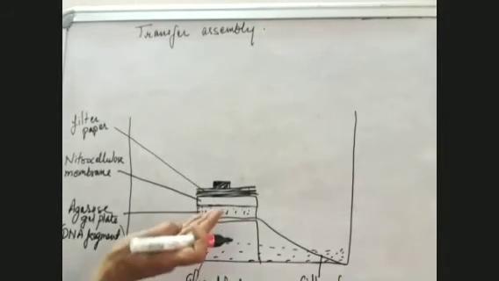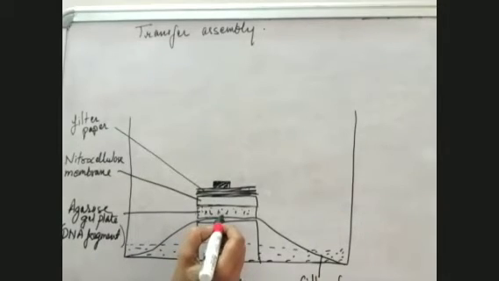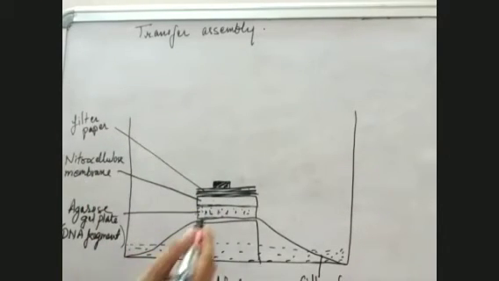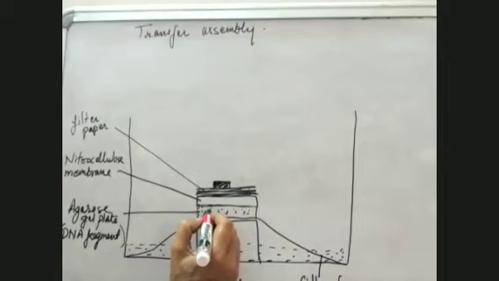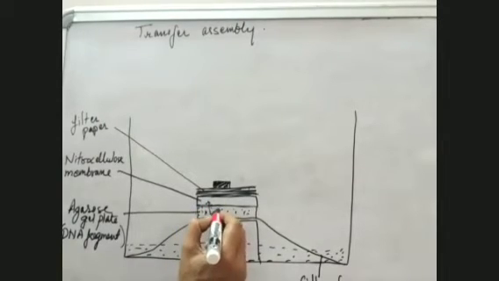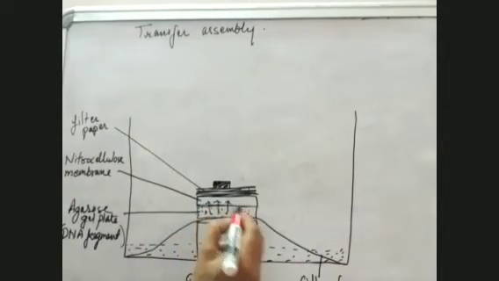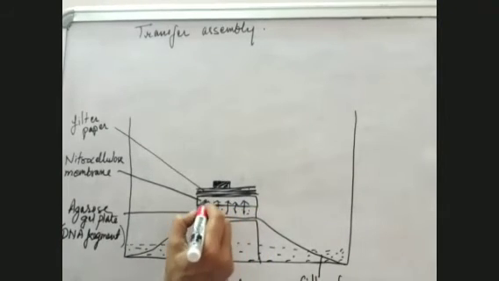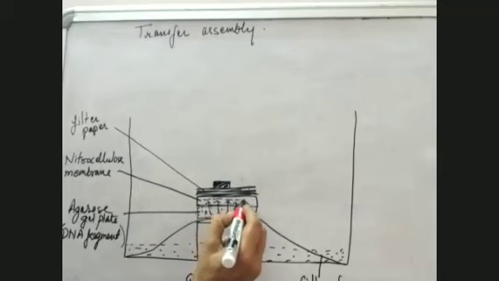And after absorbing, what will happen? Of course, it will come onto the agarose gel. This agarose gel will absorb it, and with that, the movement of the fragments will start. These DNA fragments will start moving from the agarose gel into the nitrocellulose membrane.